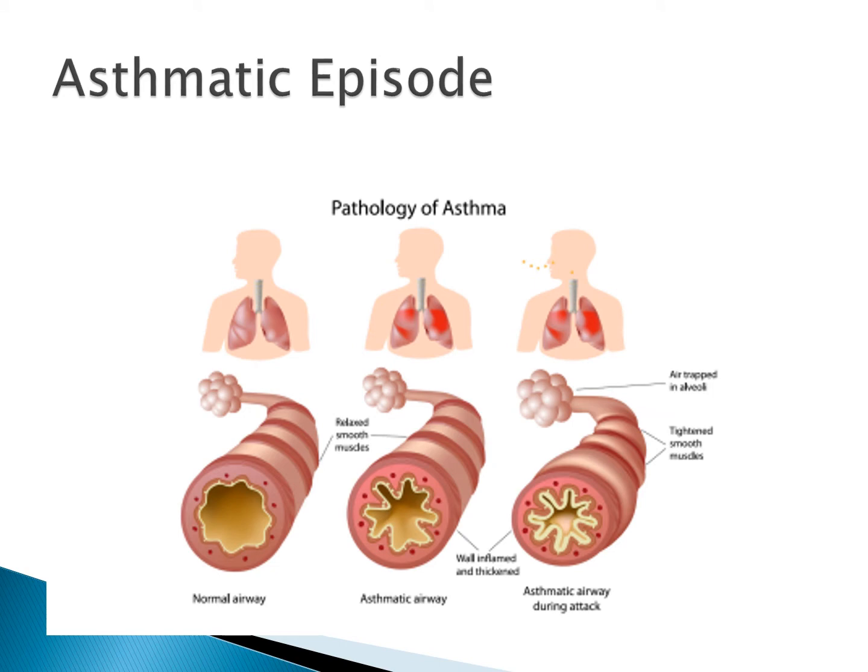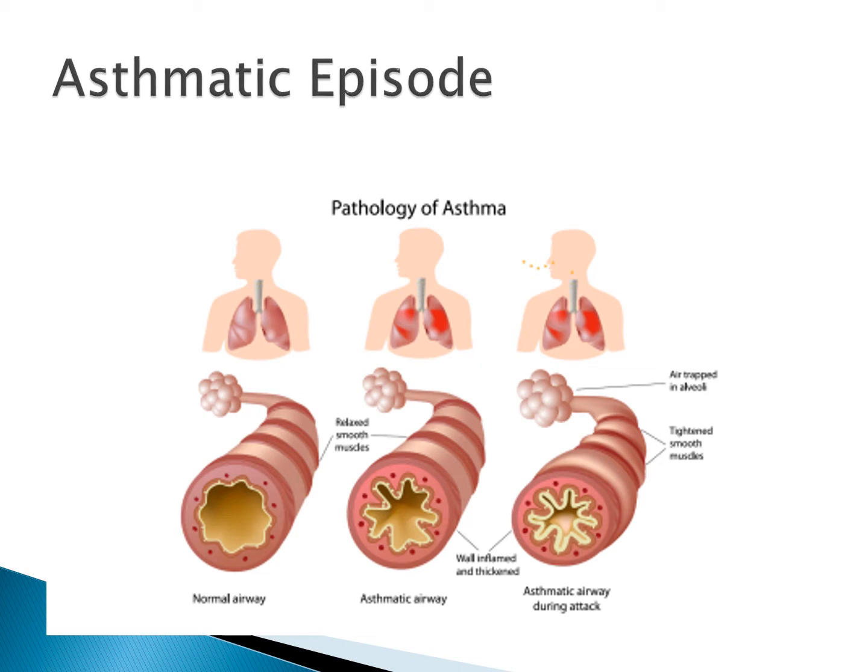So just a little visual of the pathology of asthma. You can see the narrowed airway. We've got a picture of the normal airway, and then we have a picture of the asthmatic airway. So even when they're not necessarily in an asthma attack, their airway may look different than a normal airway. The first two pictures have very relaxed, smooth muscles, whereas in the picture on the right, you can see there's a tightening of the smooth muscles, narrowing the airway further.